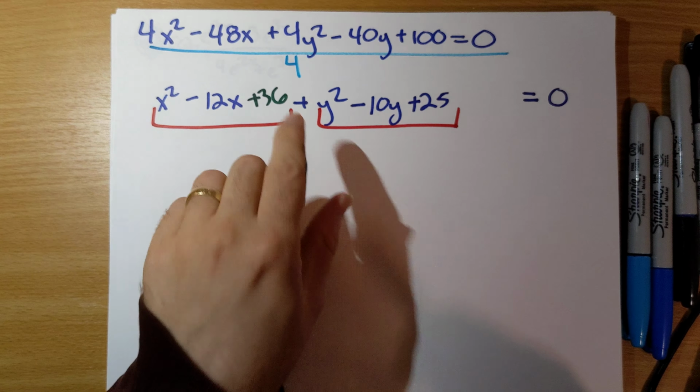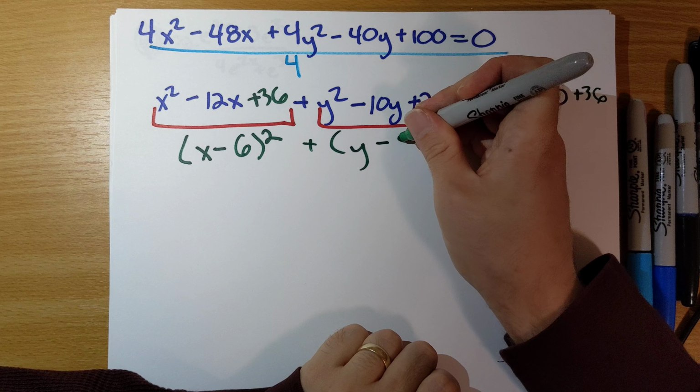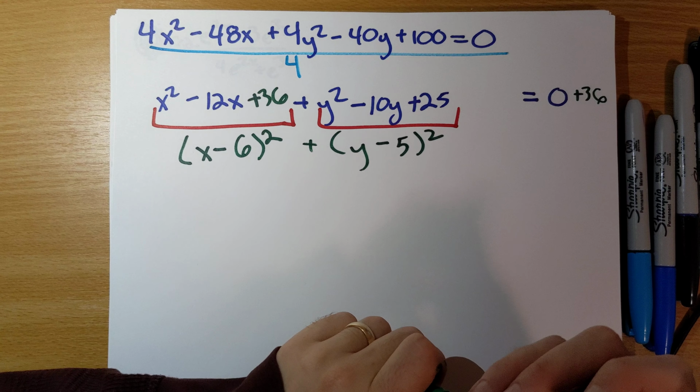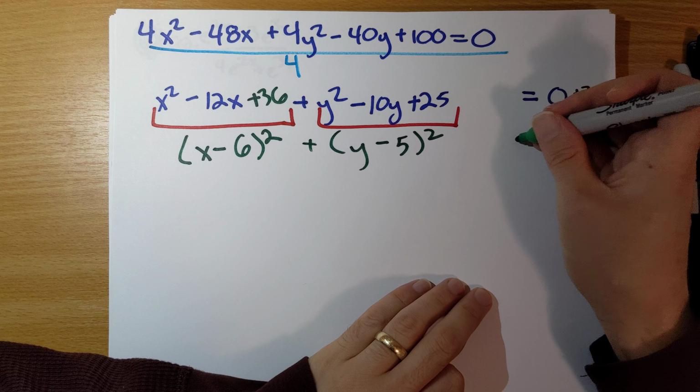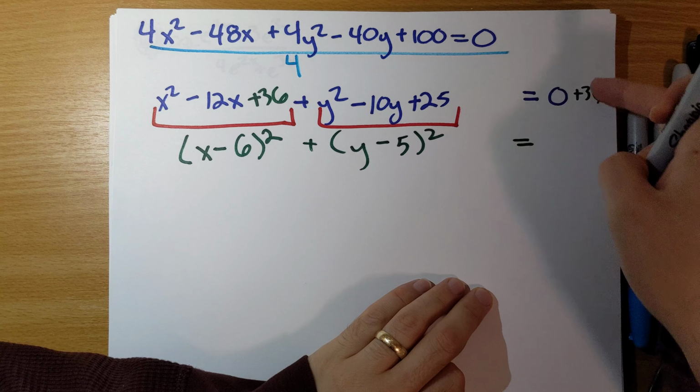Now y squared minus 10y plus 25 actually already is a perfect square. No more work to do there. Plus y minus 5 quantity squared. And this is equal to 36, which is 6 squared.